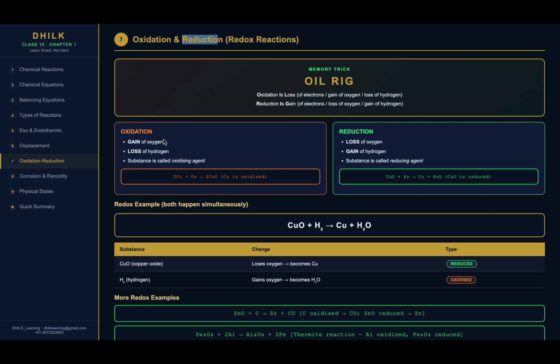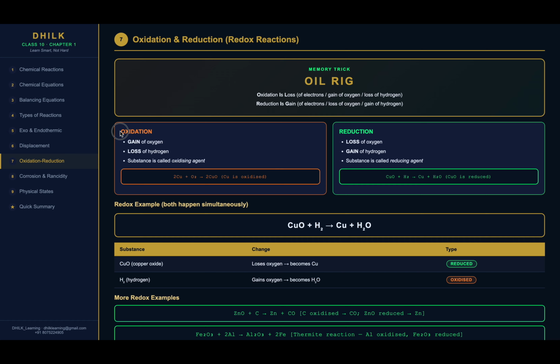Oxidation means a substance gains oxygen. That is, if we are adding oxygen to a substance and it produces a product with the added oxygen, or if it has a hydrogen atom and is losing the hydrogen atom from that compound in the product, then that is also an oxidation reaction. Basically, if gain of oxygen and loss of hydrogen is happening in the reaction, then such a reaction is known as an oxidation reaction, and the substance is called the oxidizing agent. So gain of oxygen, loss of hydrogen, that is known as oxidation.